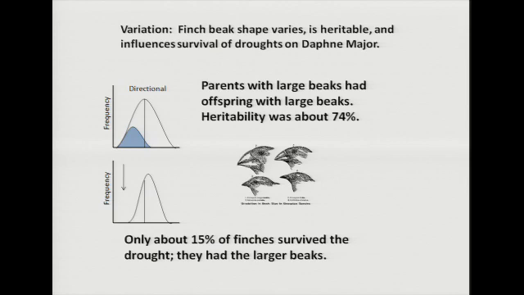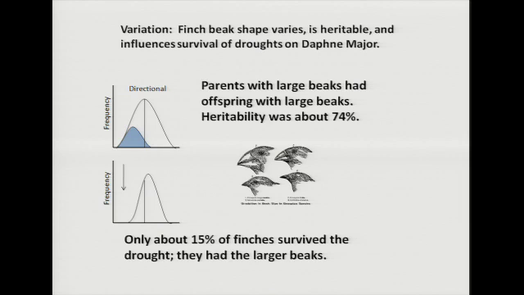And they could actually quantify the degree to which the variation in beak size was heritable. This is a measure called heritability. Heritability refers to what proportion of all the variation among individuals is due to their biological relationships, that is, due to genetic differences among them. About 74% of the variation was heritable. That's a very high proportion. That means that a lot of the variation that we see is heritable, and the higher the heritability, the stronger the potential response to natural selection.